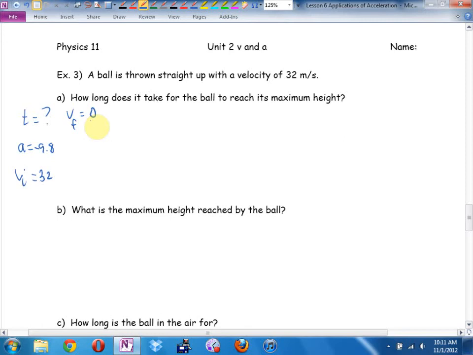Can you get the T by itself? Can you read it? T equals... yeah, it is VF equals VI plus AT. How would I get the T by itself?